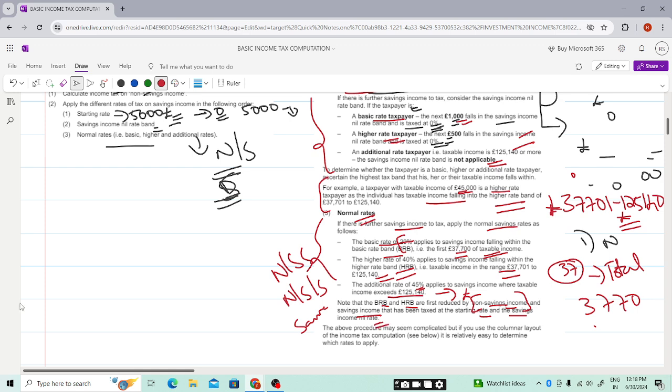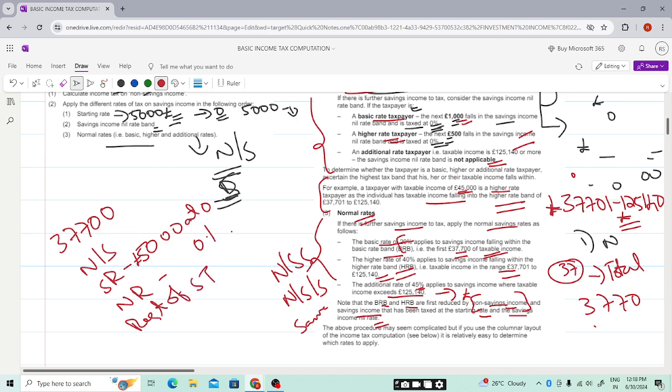How will the basic rate band of 37,700 be reduced? First it will be reduced by the non-saving income, then by the saving income. In saving income also we have an order: starting rate, that is the 5,000 pound band, at 0, then the nil rate band at 0, then the rest of the saving income. This is the way the limits of the bands will be reduced. And then further dividend. In dividend also we have a nil rate band, and then the rest of the dividend income. We'll be studying this further.